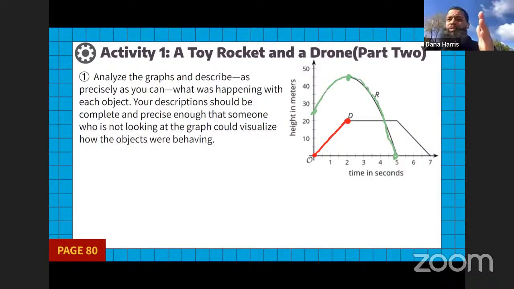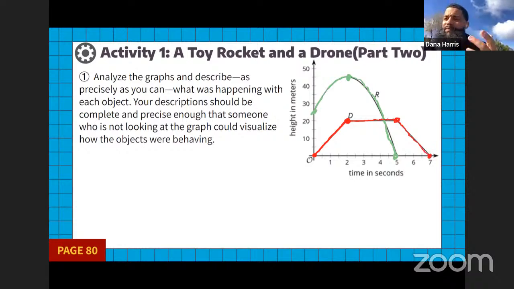In this 20 meters, this drone is basically hovering, right? So it's hovering in this flat part, and it hovered. It looks like it started hovering at 2 seconds, and then it hovered until 5 seconds at that maximum height of 20 meters above the ground. Then we notice after 5 seconds, this drone starts to come back to the ground, and it reaches the ground at 7 seconds.